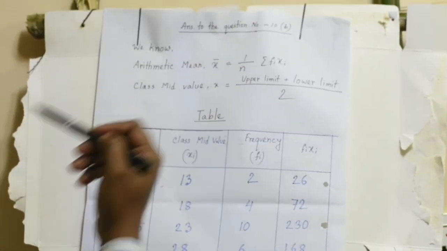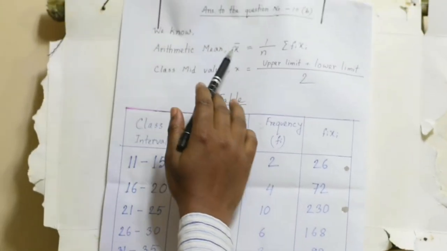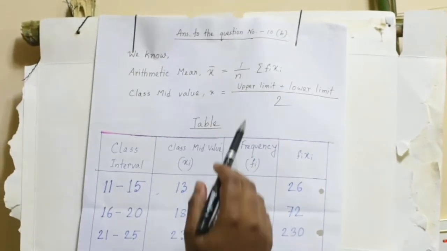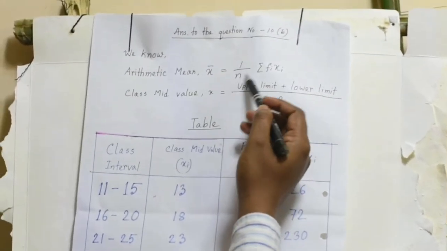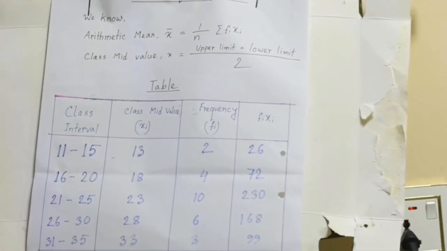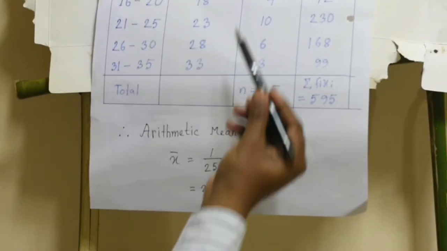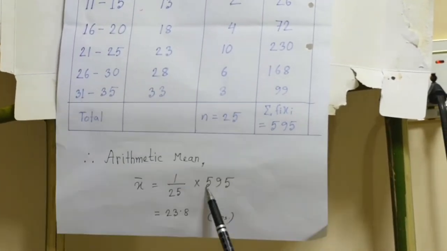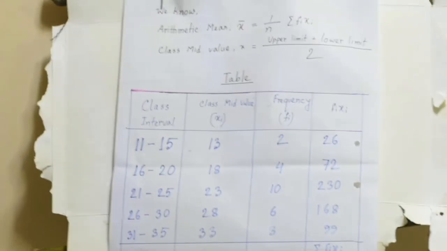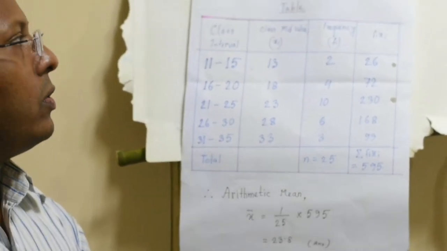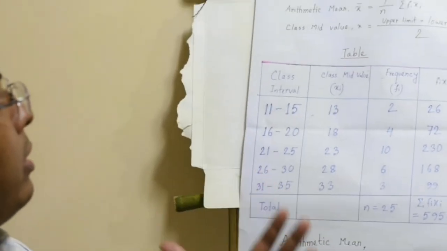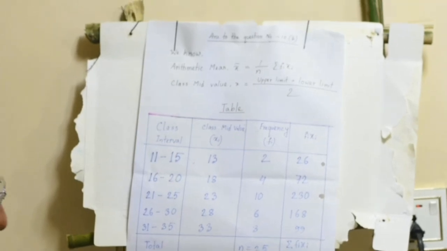So we obtain n. Now the arithmetic mean x bar equals 1 divided by n summation fi xi. Just replace the values here. n is replaced by 25 and the summation of fi xi is replaced by 595. So the arithmetic mean x bar equals 1 divided by 25 into 595. This is 23.8. So this is the required arithmetic mean. In such a way you can calculate the arithmetic mean for classified data.